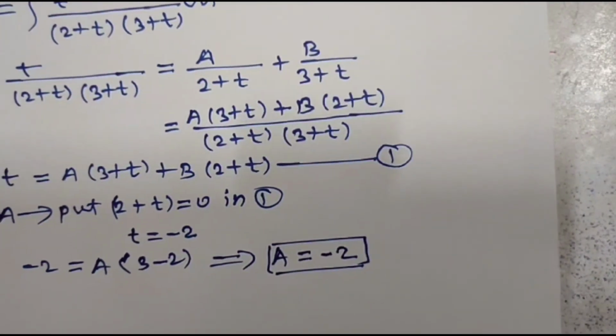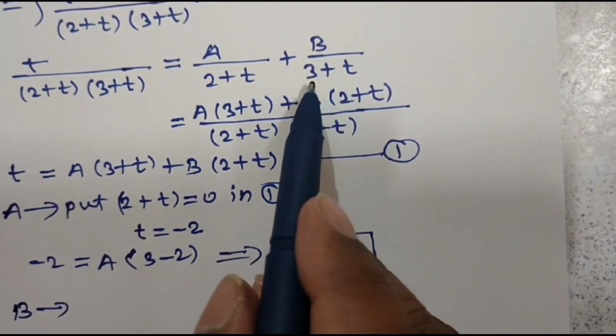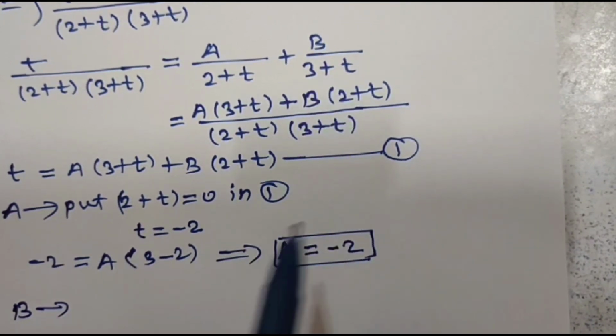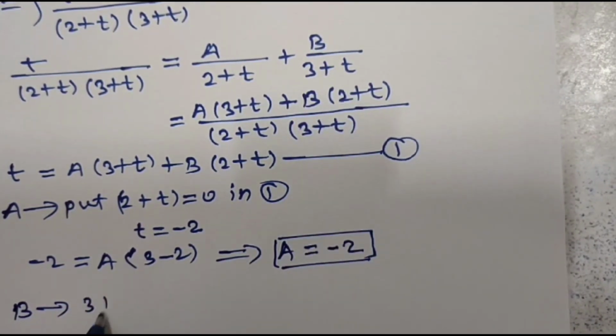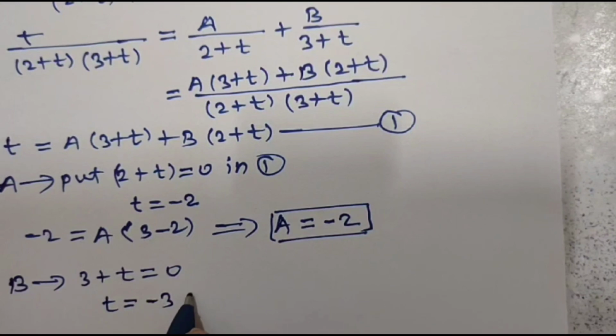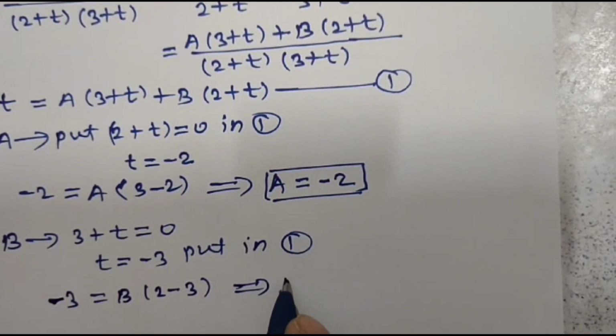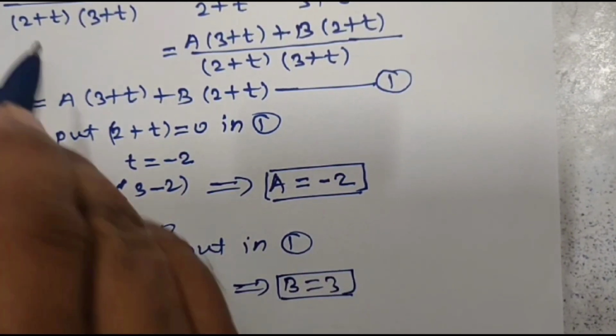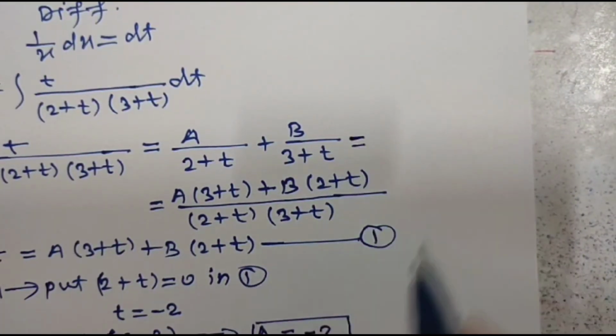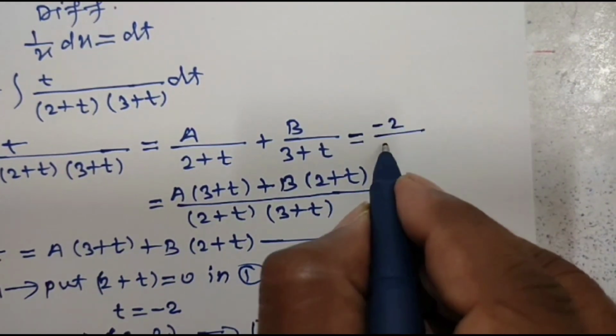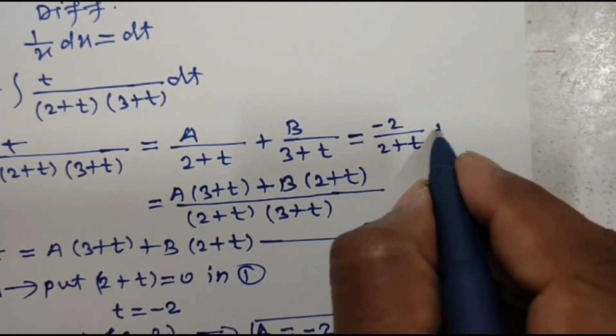Similar to this, we have to find the value of arbitrary constant B. The denominator of B is 3 plus t. Put 3 plus t is equal to 0 and put in equation number 1. 3 plus t is equal to 0, means t is equal to minus 3. Put in 1. Hence t is equal to minus 3 on the left hand side, that is minus 3 is equal to B into 2 minus 3. This implies B is equal to 3. Now put these values here and get the partial fractions. Hence we can write t upon 2 plus t is equal to A is minus 2 upon 2 plus t, and B is plus 3 upon 3 plus t.